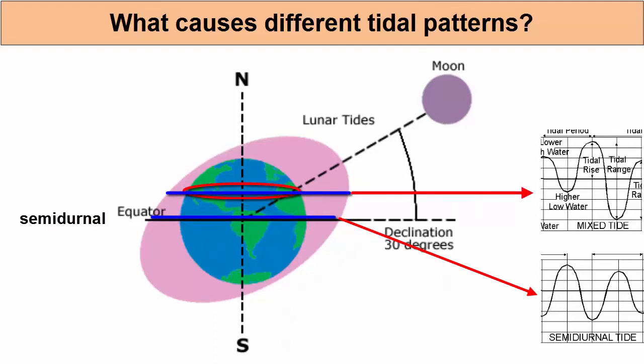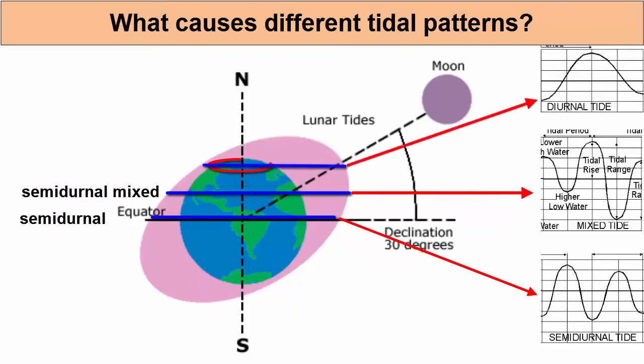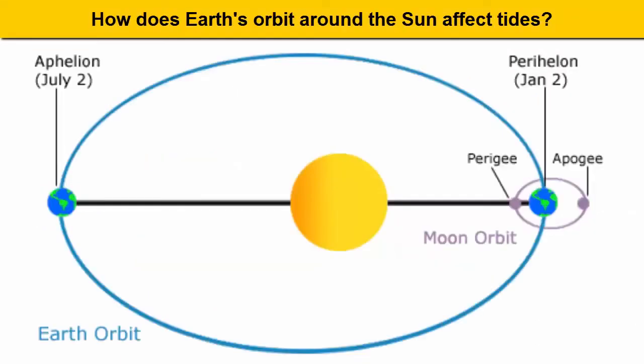of them with different water levels. Thus we experience semi-diurnal mixed tides. At the poles, we miss one bulge entirely, so we rotate through only one bulge per lunar day and experience a diurnal pattern. How does Earth's orbit around the Sun affect the tides?